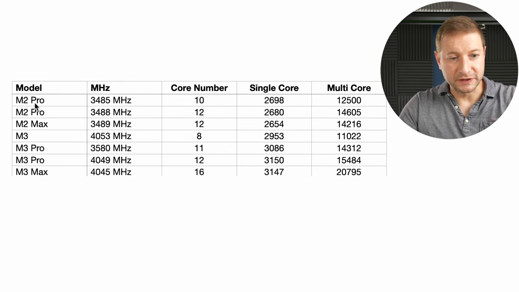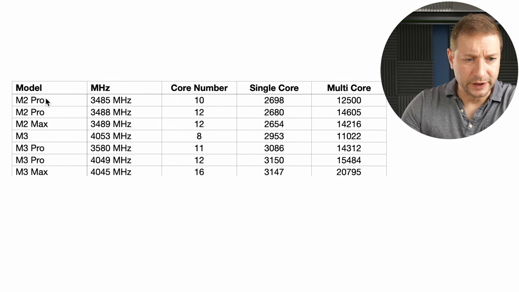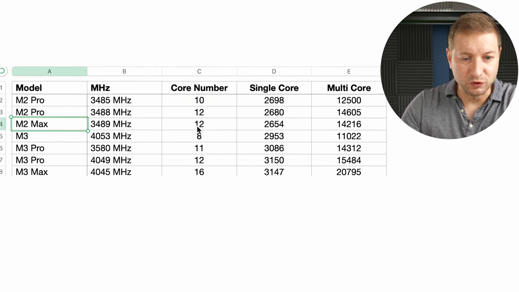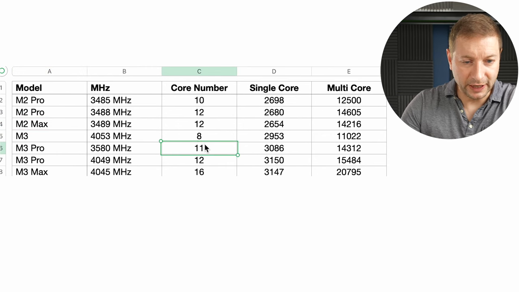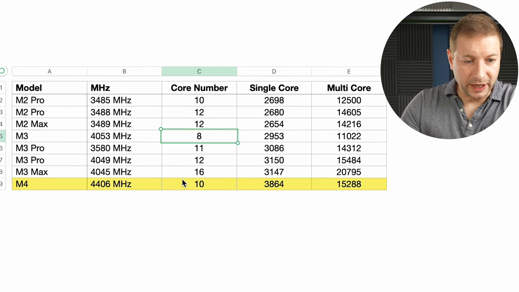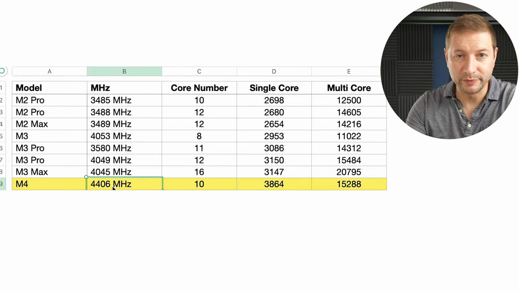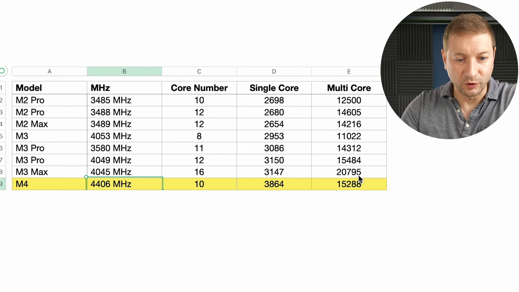If we put the previous few generations in a table, ranging from M2 Pro, the 10-core variety, the 12-core variety, M2 Max, M3 with 8 cores, and so on, the M4 has 10 cores, and its significantly higher clock speed is what contributes to these crazy single-core scores that we're getting.